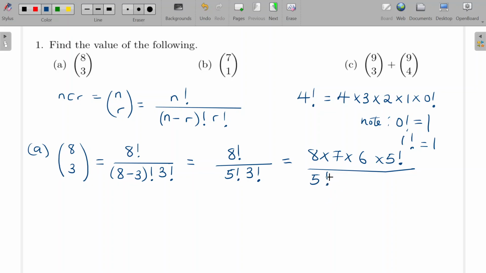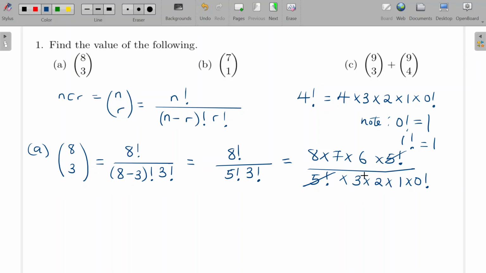Okay, with this 5 factorial multiplying, because I don't have any other 3 factorial similar to the one on top, I'm going to also expand this one by saying 3 times 2 times 1 times 0 factorial. Okay, so the 5 factorial and the 5 factorial are going to cancel. As a result, I'm going to remain with 8 times 7 times 6 over 3 times 2 times 1 times 0 factorial. Now, you can reduce these numbers.